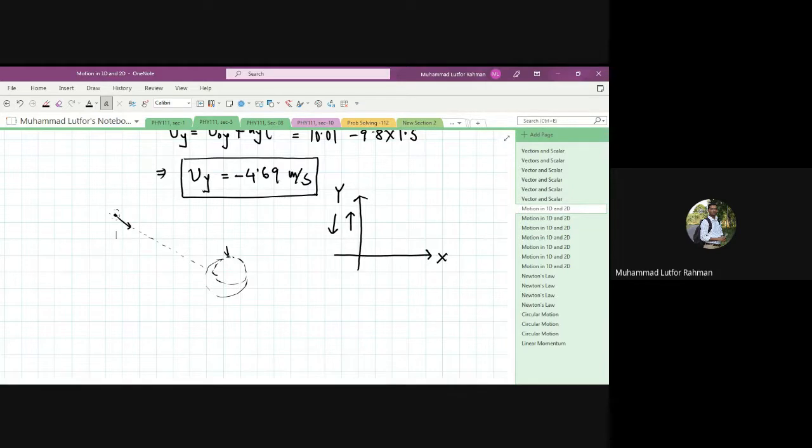Also, sir, the answer minus 4.69, is it Vy or Uy? Vy is the final velocity actually. Okay, sir. It doesn't matter later which one you express, right? So Vy, the final velocity actually, I express in that way.